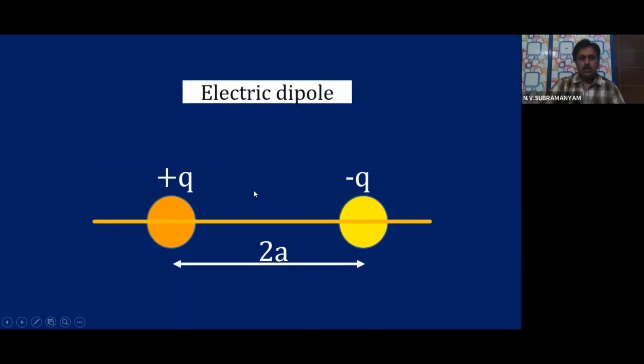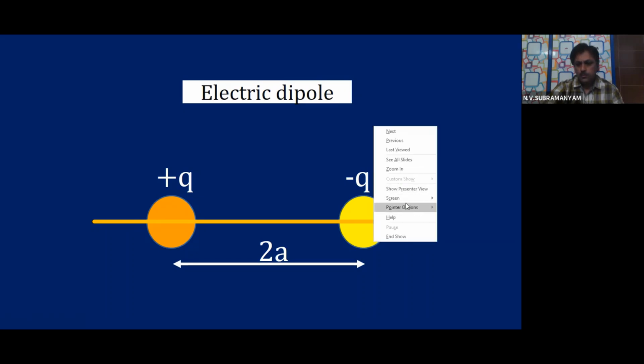If you remember, in your unit 4, we dealt with the electric field on the axial line and also the electric field on the equatorial line. You know that the electric field exists both on the axial line as well as the equatorial line of an electric dipole. So, if you remember, we had derived two expressions.